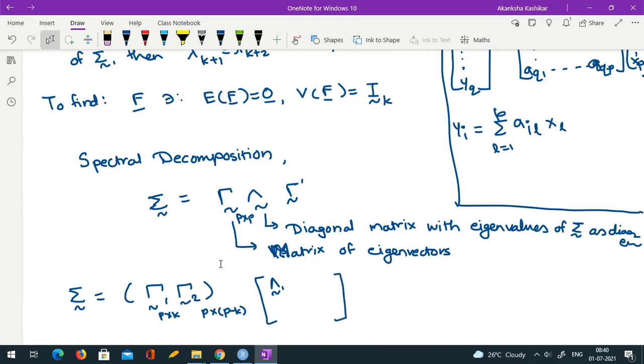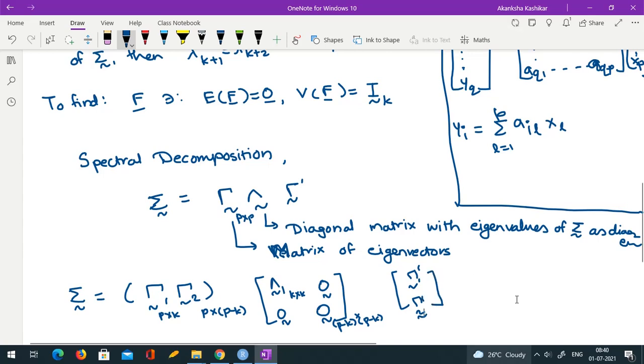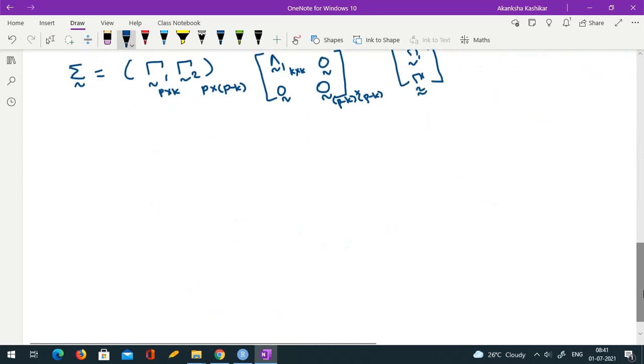So I have here lambda 1, which is k cross k, and the diagonal entries are the first k eigenvalues. This is a 0 matrix, this is a 0 matrix, because the original thing was a diagonal matrix. And now in lambda 2 all my eigenvalues are 0, so this is also a 0 matrix of order p minus k cross p minus k. Okay, and then gamma prime I would write as gamma 1 prime, gamma 2 prime, where gamma 1 and gamma 2 are coming from here. Correct? So now let me try to simplify this further.